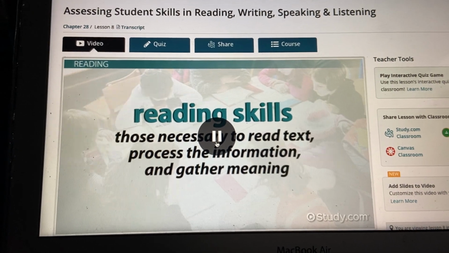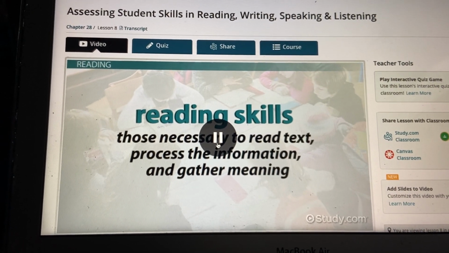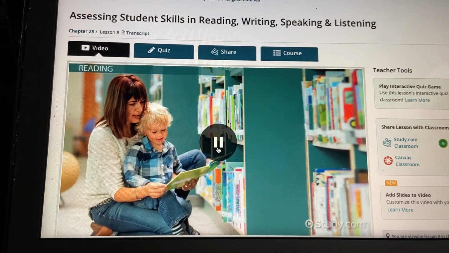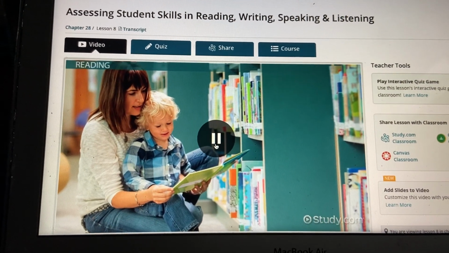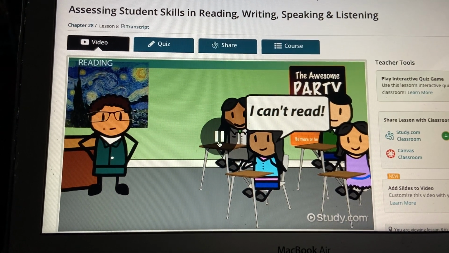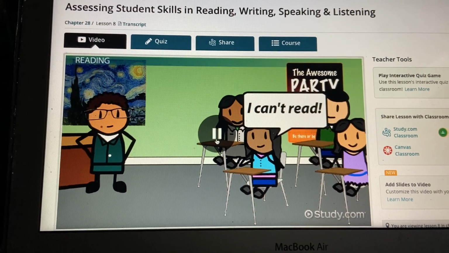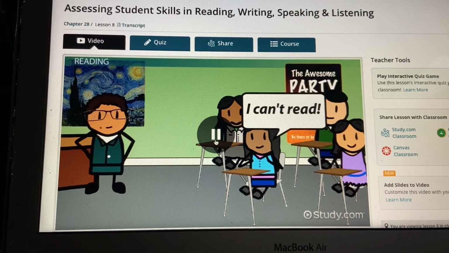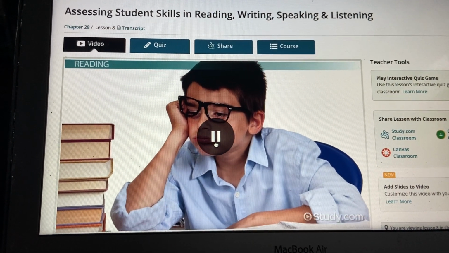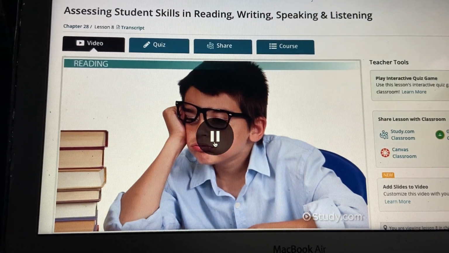Reading skills are those necessary to read text, process the information, and gather meaning. Reading is truly essential for all other subject areas. Imagine you are an 8th grade science teacher. What would you do if your students could not read the textbook, or could read but got no meaning from it? Reading is a skill that is universally used, not only in all subject areas, but nearly all workplaces.